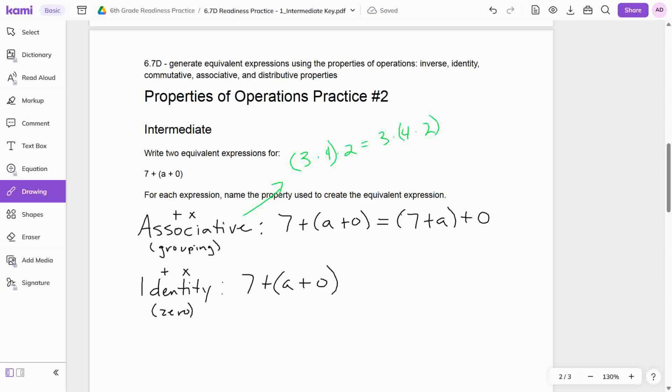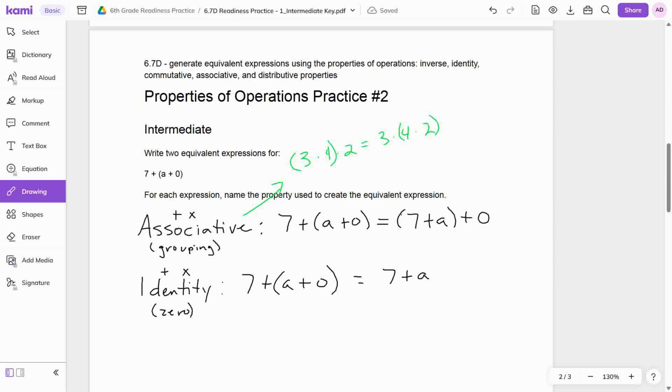Anything plus 0 is itself. So basically, we can just make that 0 disappear because we know that anything plus 0 is itself. So we can say 3 times 1 equals 3. We don't need to show a times 1 because it's just itself. That's the identity property. Okay, so those are two different expressions that we could use, and those are the names of the properties that we could use.